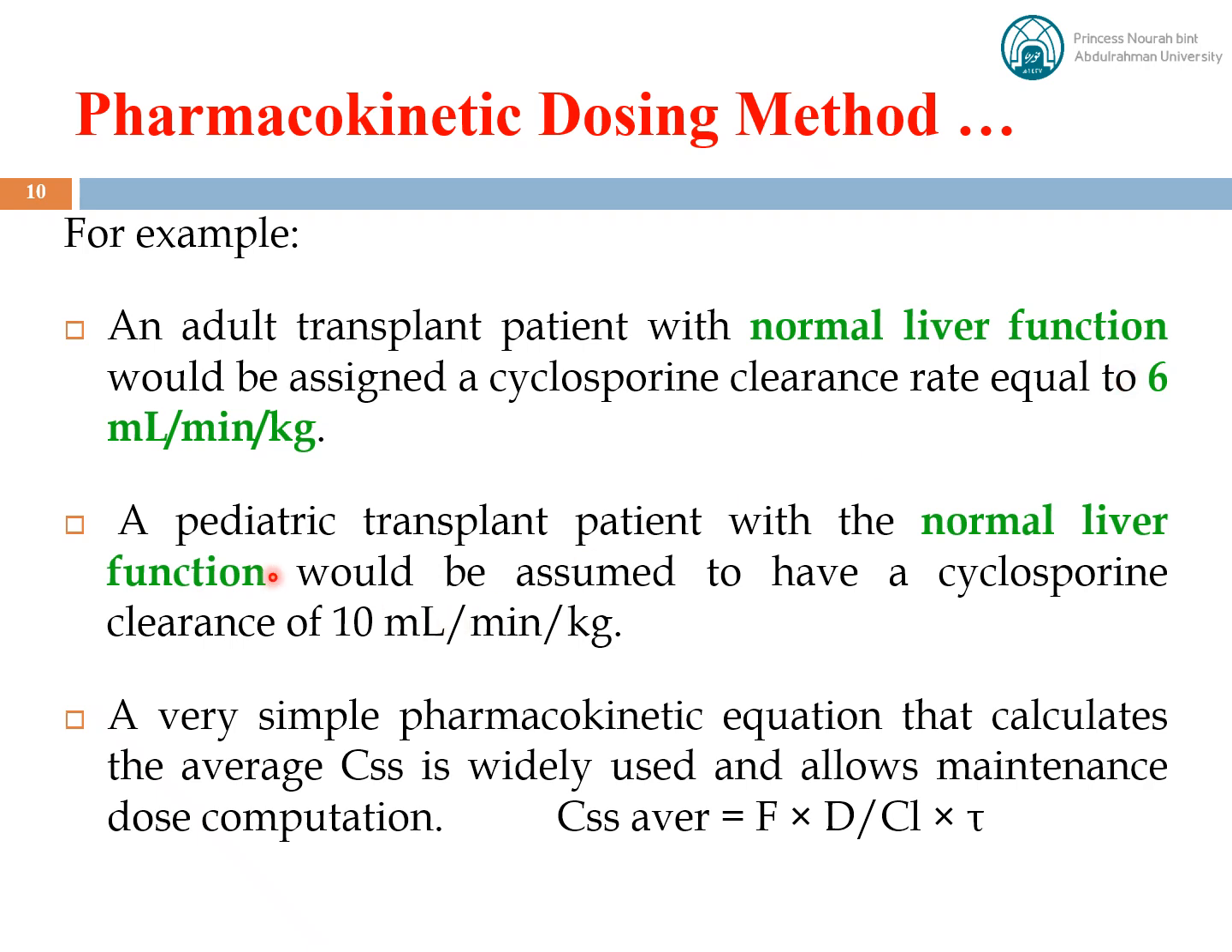For a pediatric, not adult, pediatric transplant patient with normal liver function, we would assume the cyclosporin clearance rate to be 10 milliliters per minute per kilogram for pediatric, higher than the above value for adult.